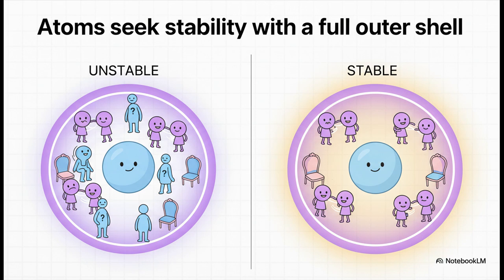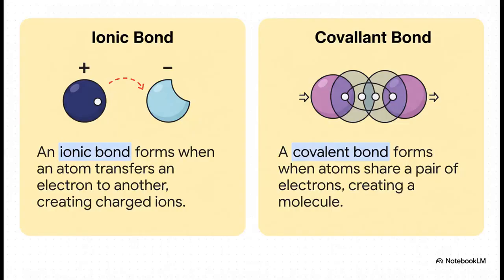It's all about stability. Picture an atom's outermost layer of electrons like a club that wants to be full. An atom is at its happiest, its most stable, when that outer shell is completely full, and it will do pretty much anything to make that happen. And they basically have 2 main strategies to do this.